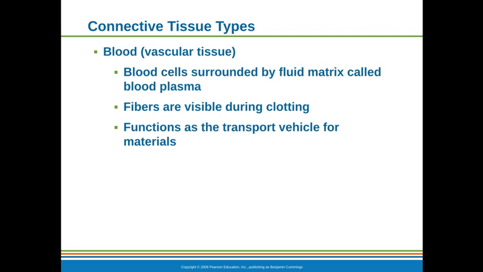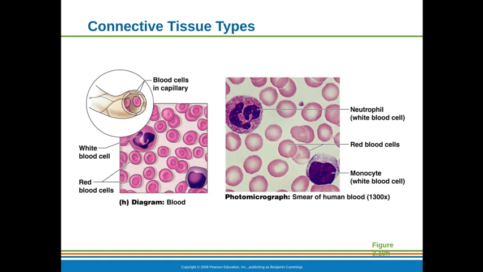Okay, now blood is actually a tissue. We talked about that back in chapter 1, and our blood cells are surrounded by this fluid matrix called blood plasma. We have fibers in there that are present during clotting, which is very important, and it functions as a transport vehicle for materials throughout the body, whether that be our respiratory gases, oxygen and carbon dioxide in the form of carbonic acid, or different nutrients that we need to circulate throughout the body as well.